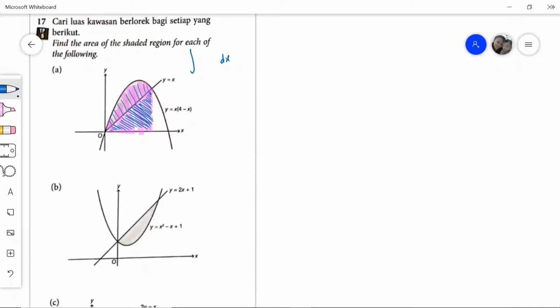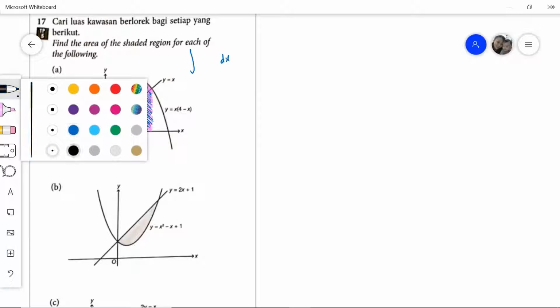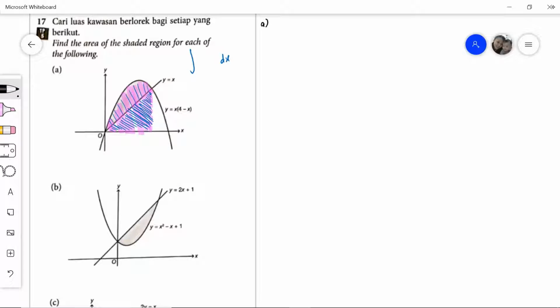So in order for us to get the gray shaded region, we have to take the curve minus the triangle. Therefore, either we use integration fully for this question, or we combine integration and then minus the area of the triangle using the formula for the area of a triangle. So both ways should give us the same answer. So let's look at part A. But before that, we have to find out what this is.